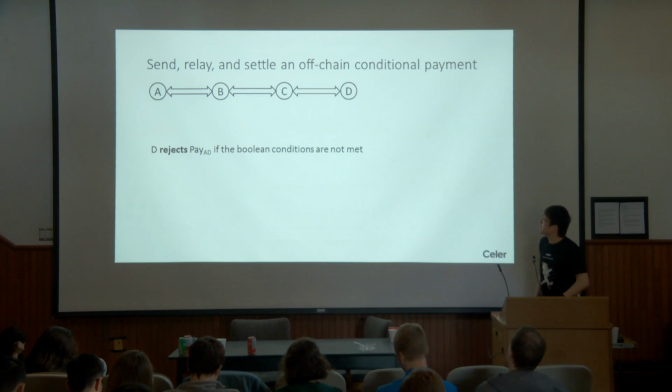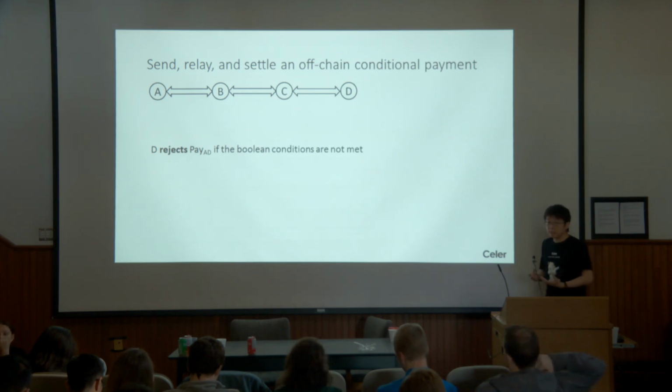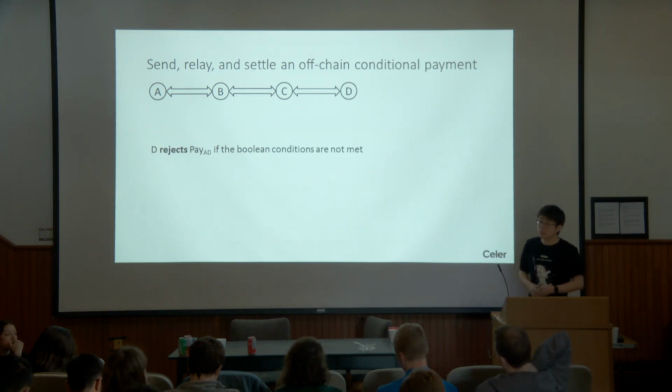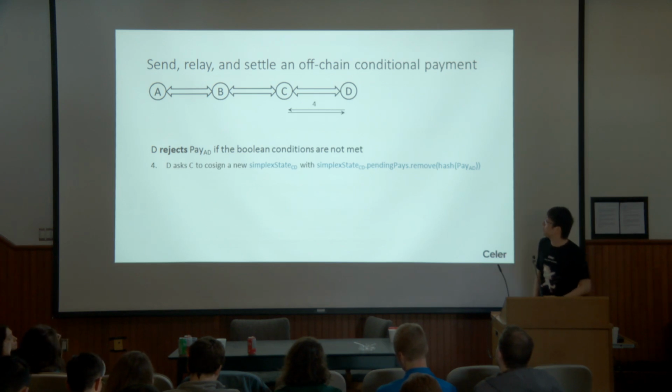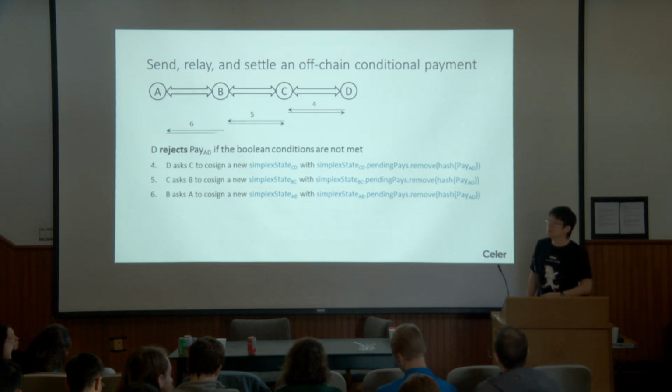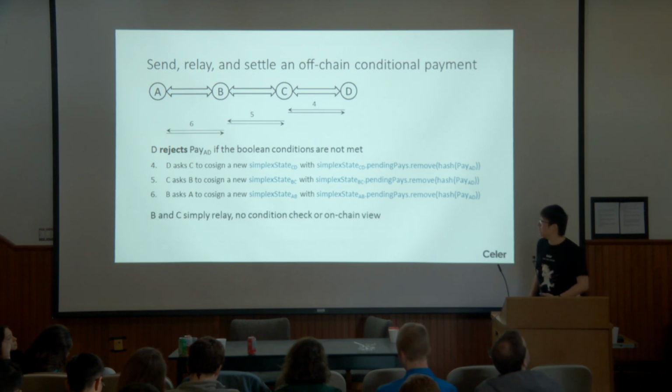See, if the conditions are not met, then the payment will not happen. In the corrupted case, D will reject the payment, and will ask C to co-sign a new state and simply remove the pay hash from the pending pay list and not change the unconditional transfer. And C and B will do the same to their upstream hops. Again, no condition check, no on-chain view.